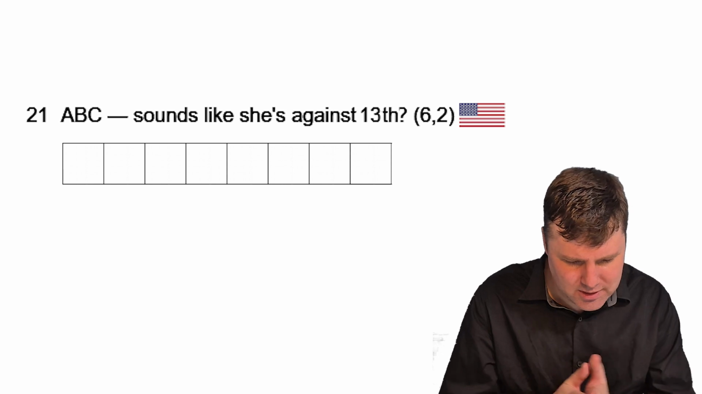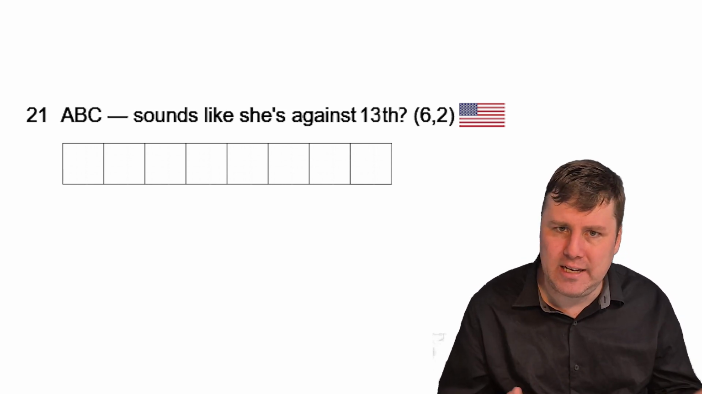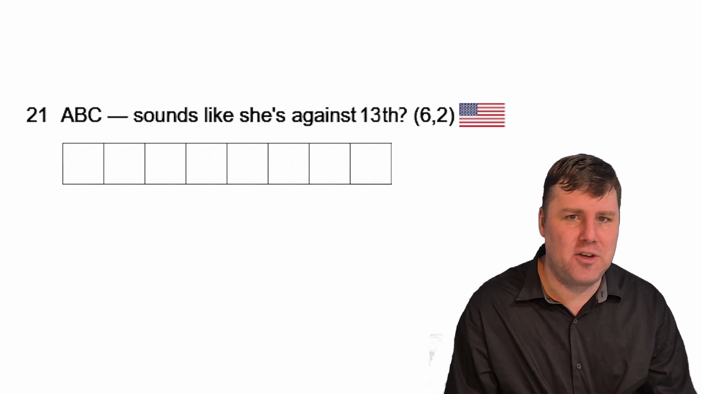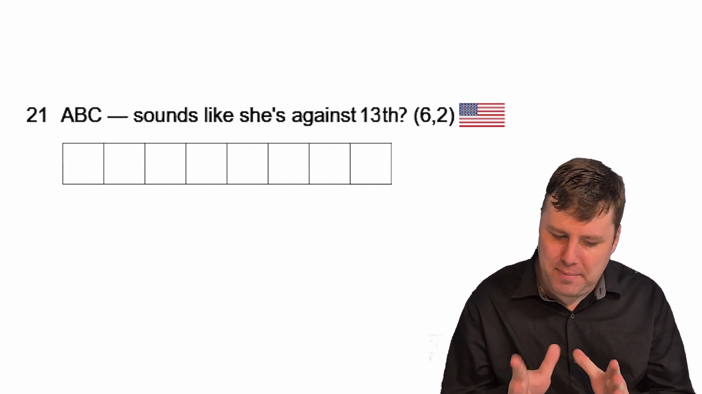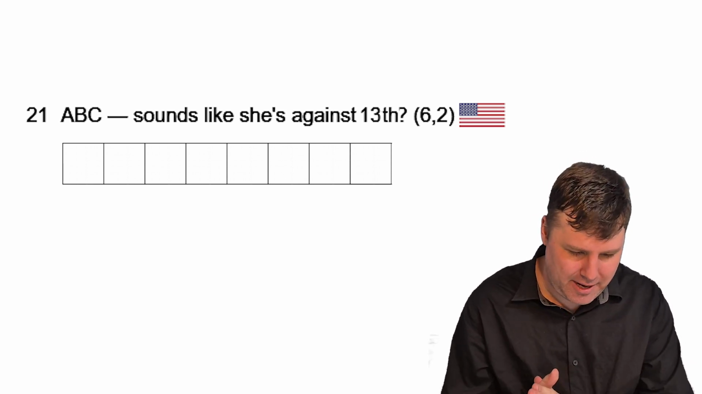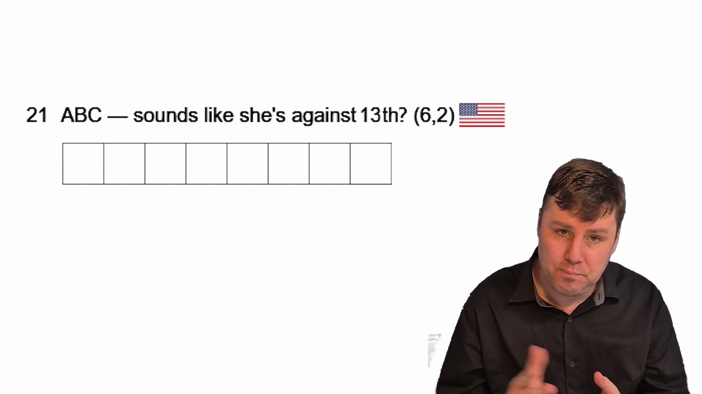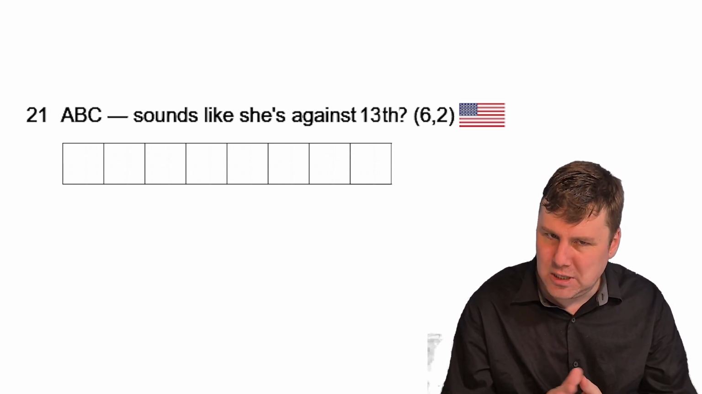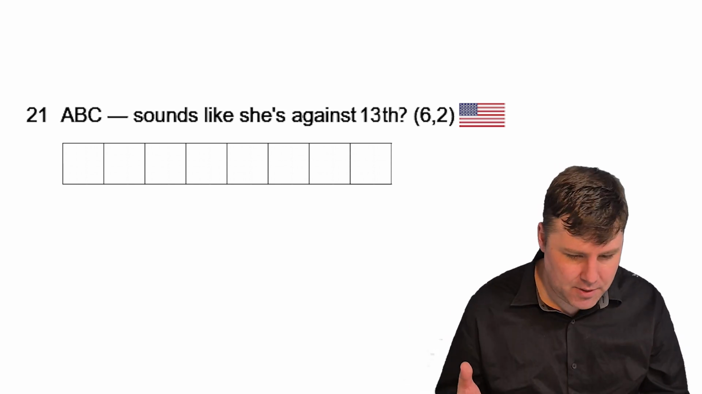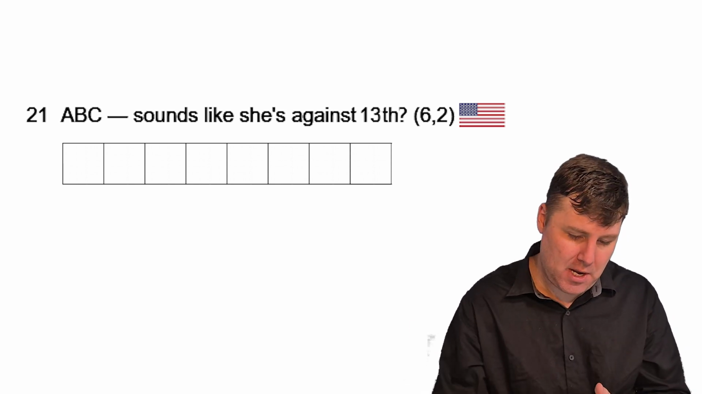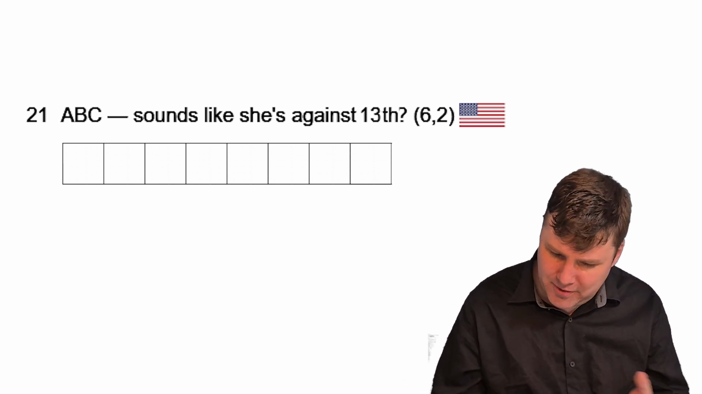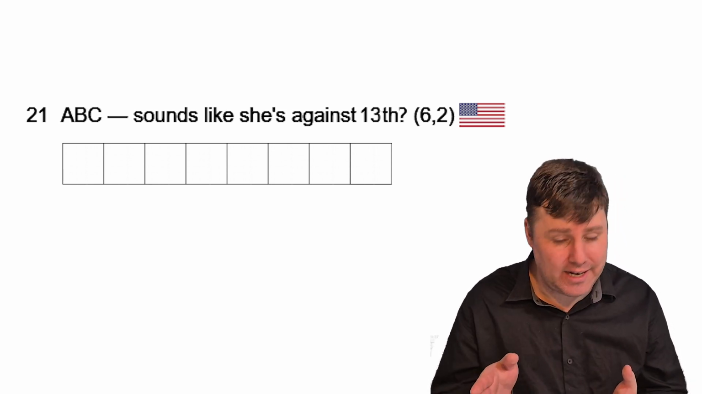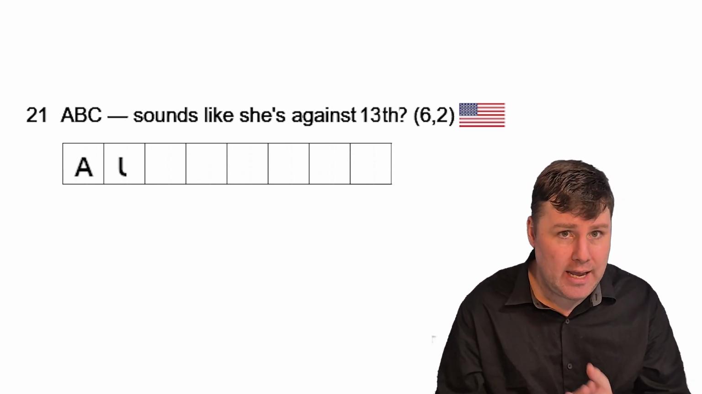All right, so what's going on with this one? How can this clue relate to something from The Wizard of Oz? Sounds like she's against 13th. Some of you might be able to get the answer just from that information there. So it sounds like, you're saying it out loud, she's against, so you're anti something, 13th. What could the 13th refer to? If we count through the alphabet to the 13th letter, we get M.